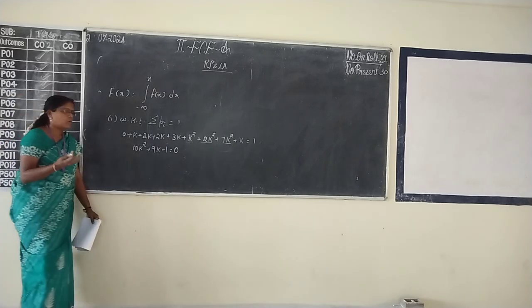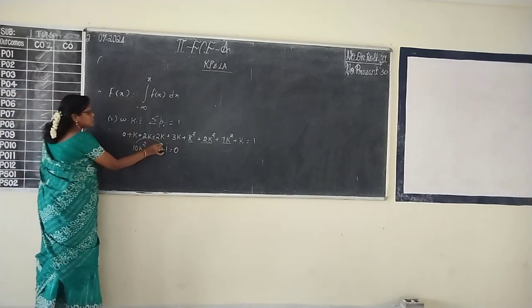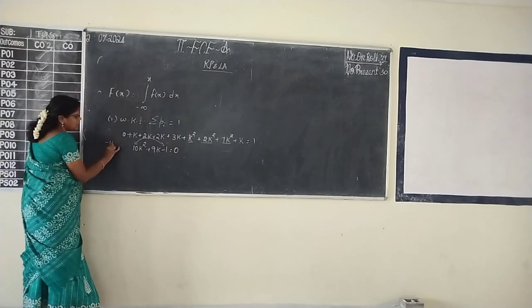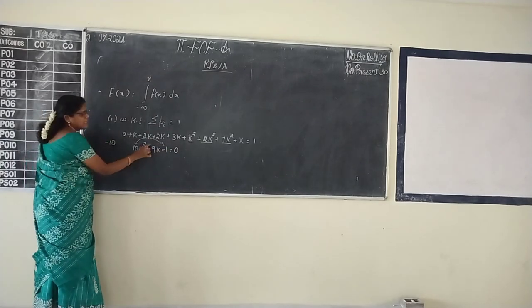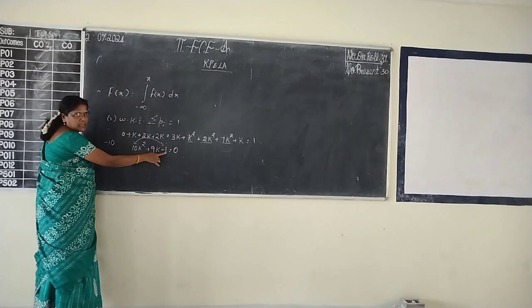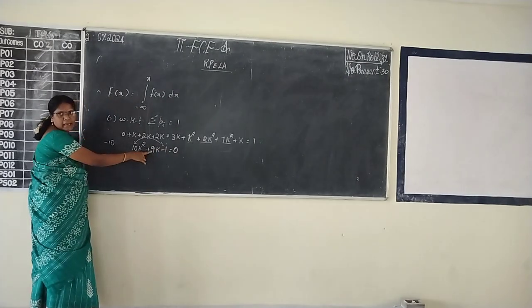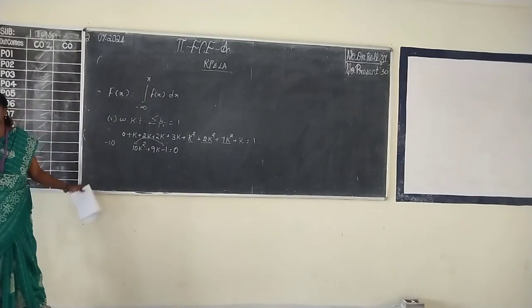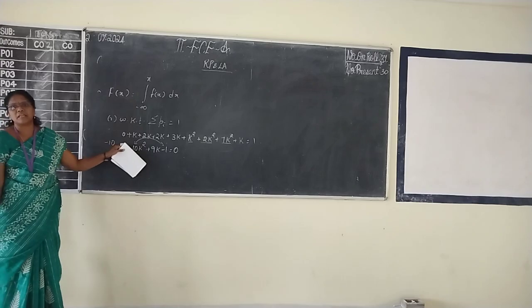Or for quadratic solving, multiply these two. What is 10 into minus 1? Minus 10. So you must split this 9k such that when you multiply you get minus 10, and when you add, you get 9. You have to choose two numbers such that when you multiply, you get minus 10, and when you add, you get 9.